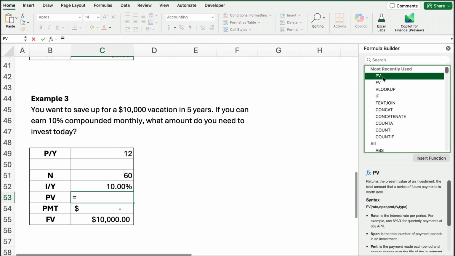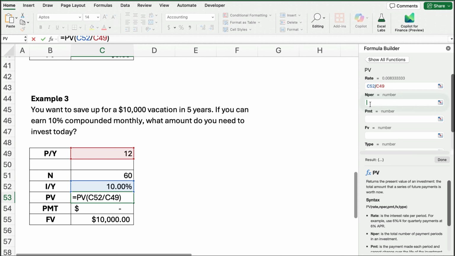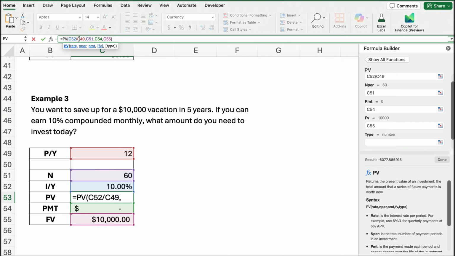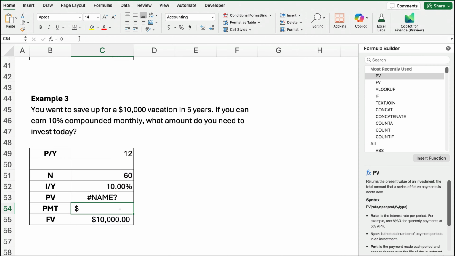The rate is going to be 10% divided by 12. The number of periods is 60. The payment is going to be 0. The future value is going to be $10,000. And there's no payments, but we're going to assume the ending. So it's 6,077. I'm going to make it negative to get rid of the negative.